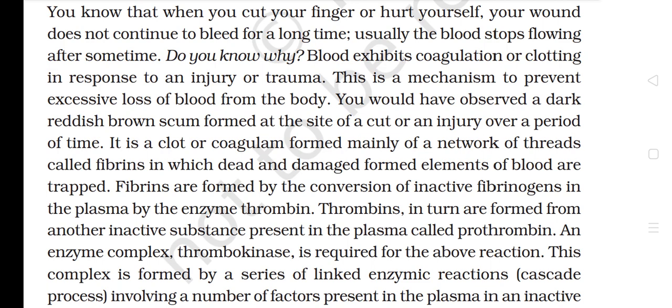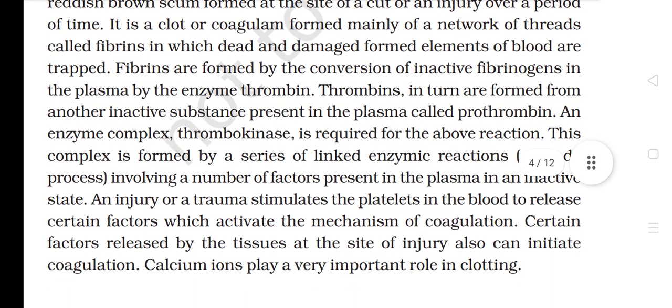You would have observed a dark reddish brown scum formed at the site of a cut or an injury over a period of time. It is a clot or coagulum formed mainly of a network of threads called fibrins in which dead and damaged formed elements of blood are trapped. Fibrins are formed by the conversion of inactive fibrinogens in the plasma by the enzyme thrombin. Thrombins, in turn, are formed from another inactive substance present in the plasma called prothrombin. An enzyme complex, thrombokinase, is required for the above reaction.